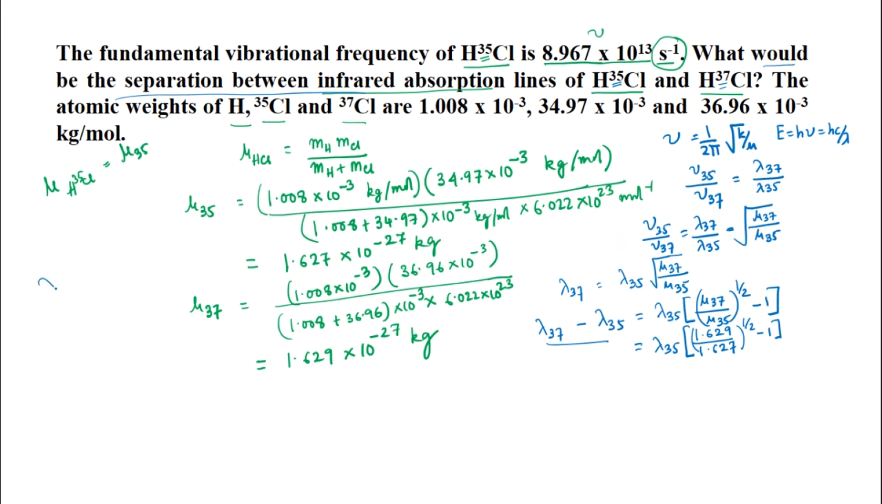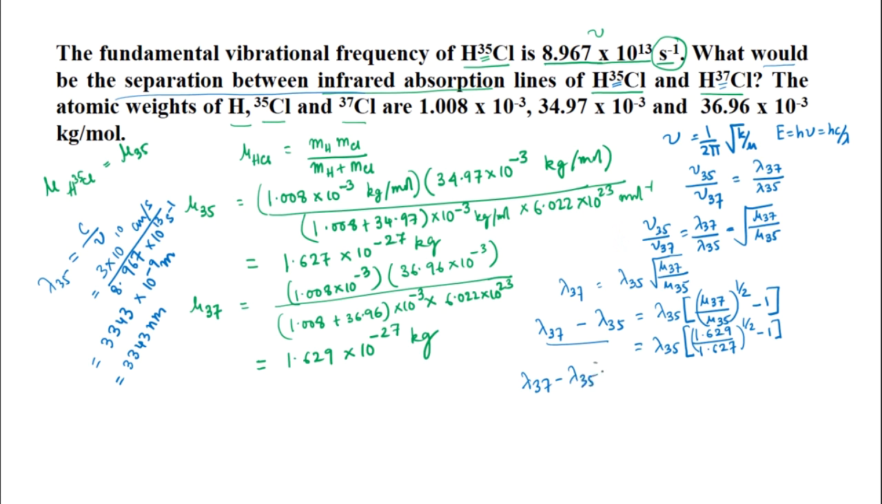So, we need to find lambda 35. We know that the frequency is 8.967 times 10 to the power 13 second inverse. So, lambda 35 is given by c by nu. This is equal to 3 times 10 to the power 10 centimeter per second divided by 8.967 times 10 to the power 13 second inverse. So, that will be 3343 times 10 to the power minus 9 meter, that means 3343 nanometer.